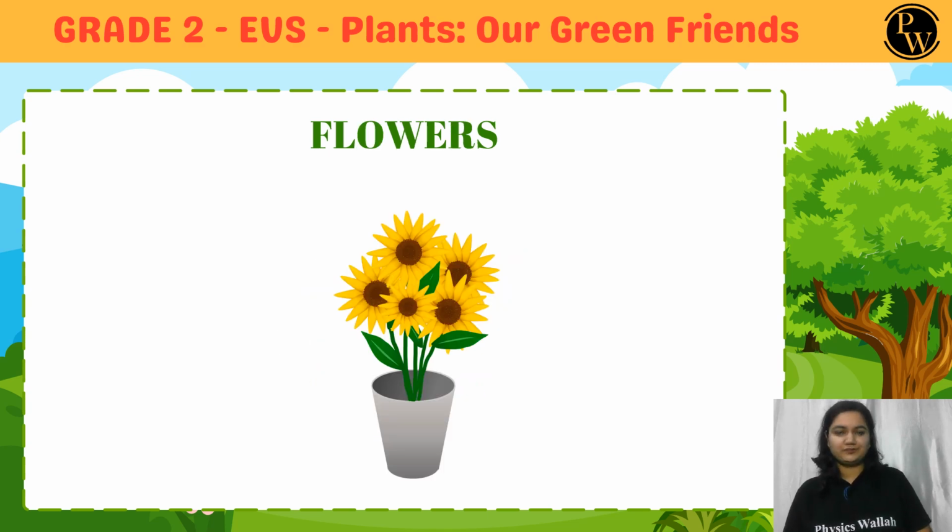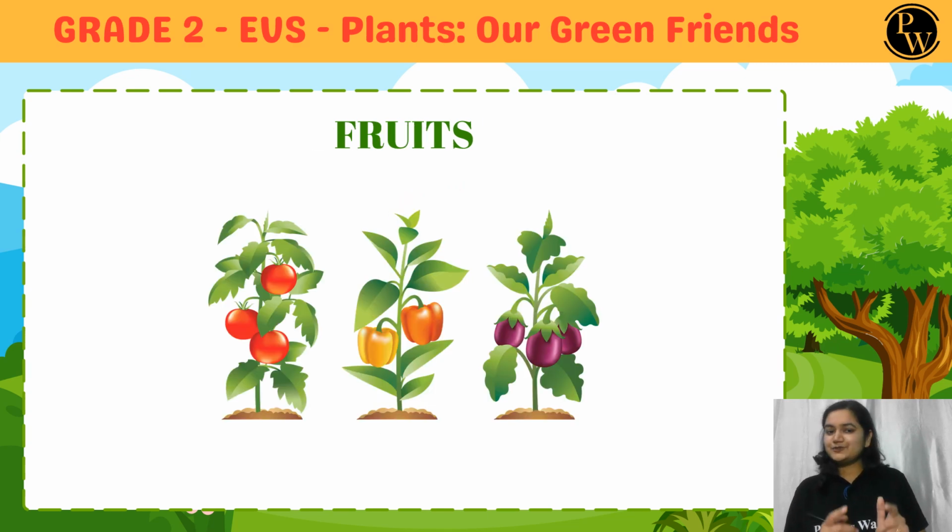Let's move further. Flowers. Attractive and colorful part of plant. We always love only this part of plant, right? I used to love roses. Which flower is your favorite? Name it. So flowers are colorful and attractive parts of plant, and they turn into fruits and they also give us seeds. And fruits are the delicious, juicy, pulpy parts of the plant.